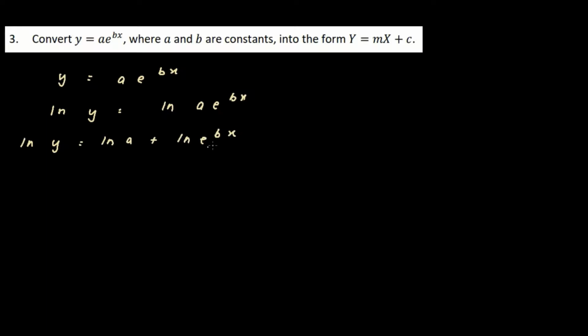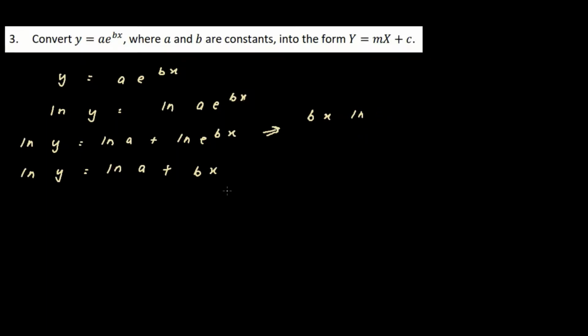Then after that, when you look at this part, you know that bx can be brought forward. Then log to the base of e gives you 1. So you are left with natural log of y equals natural log of a plus bx. This part comes from bx: this part gives you 1, so bx multiplied by 1 gives you bx.